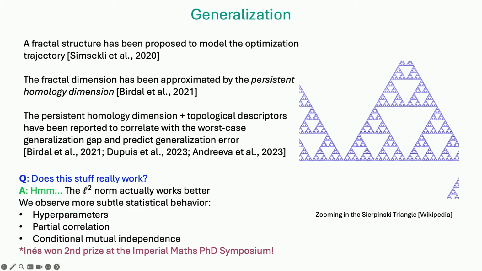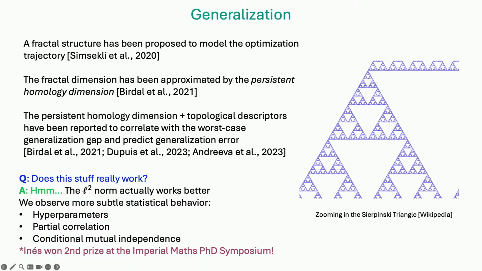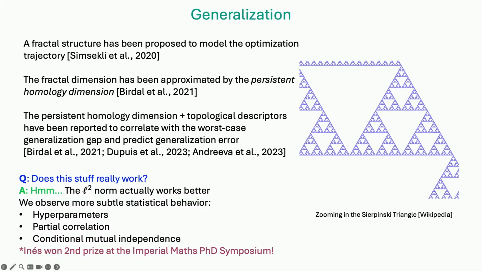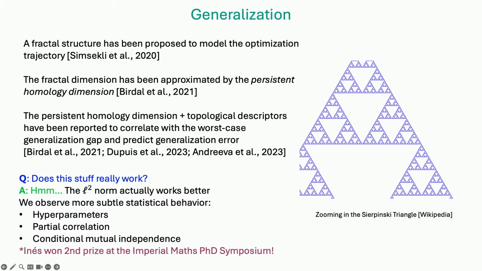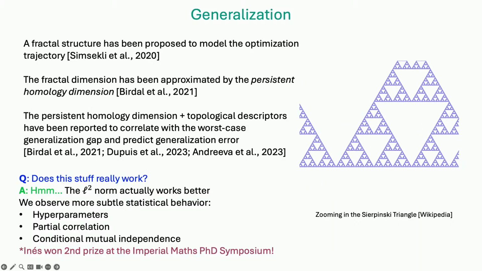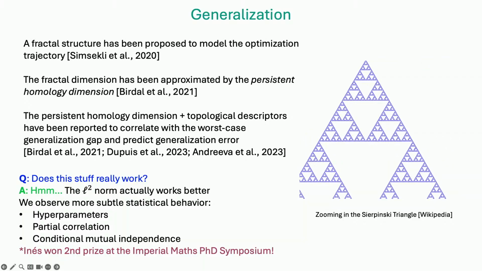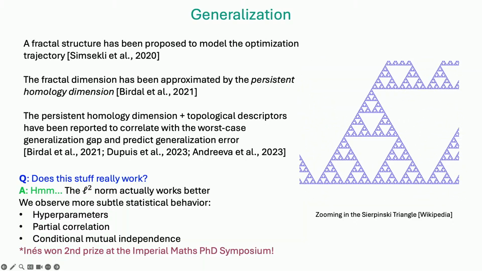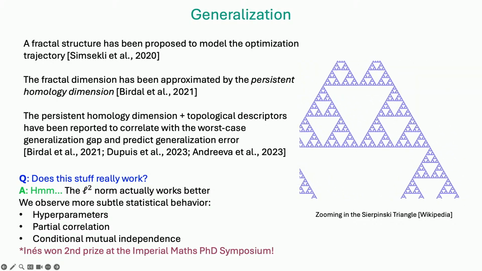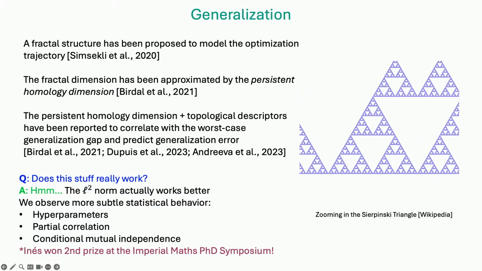Some interesting work has been shown here, because they're looking at this problem of the generalization gap with persistent homology dimension. There are some papers that have been reported to correlate with the worst case generalization gap, and not only that, predict the generalization error. This is quite a strong claim. It's basically saying that you can predict how well a neural network is going to do from persistent homology dimension.